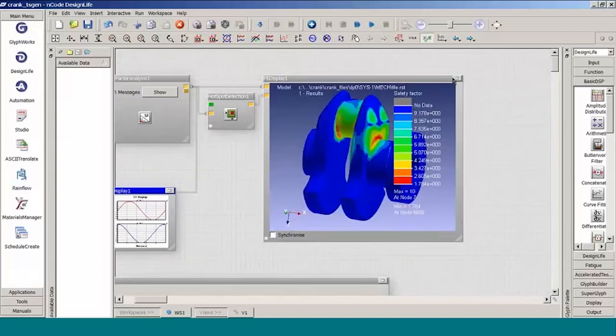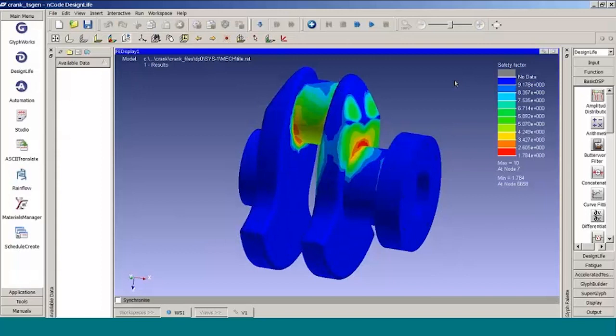Results for this, again, are just a model-wide factor of safety. And again, this factor of safety represents the actual operational stress cycle against the target stress that we've calculated with the SN curve and our target life.